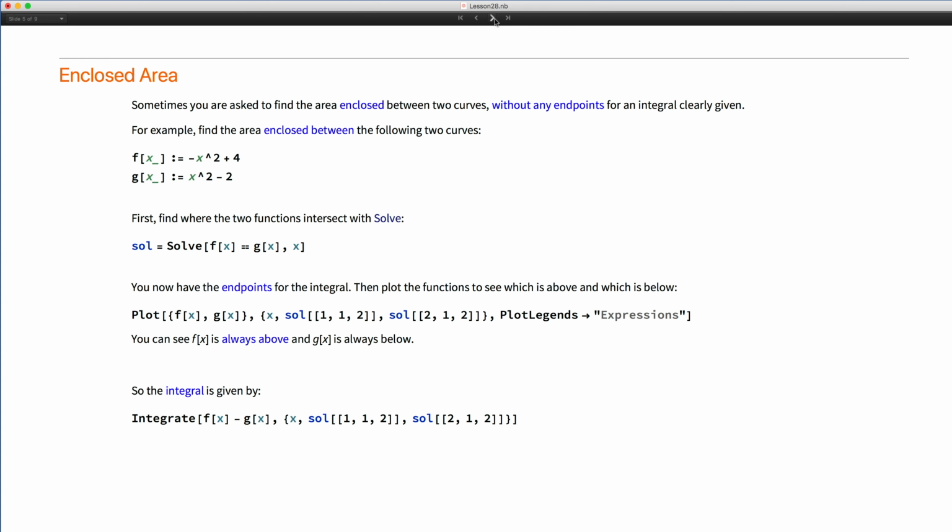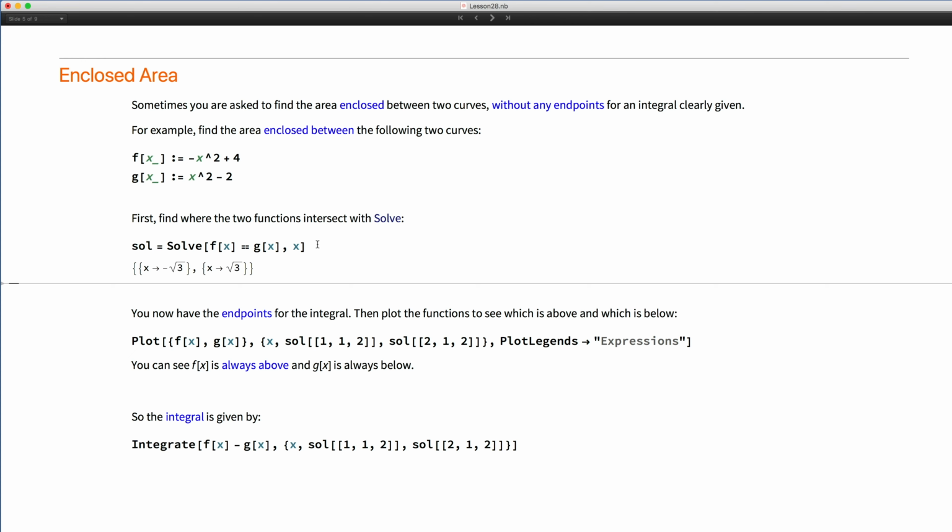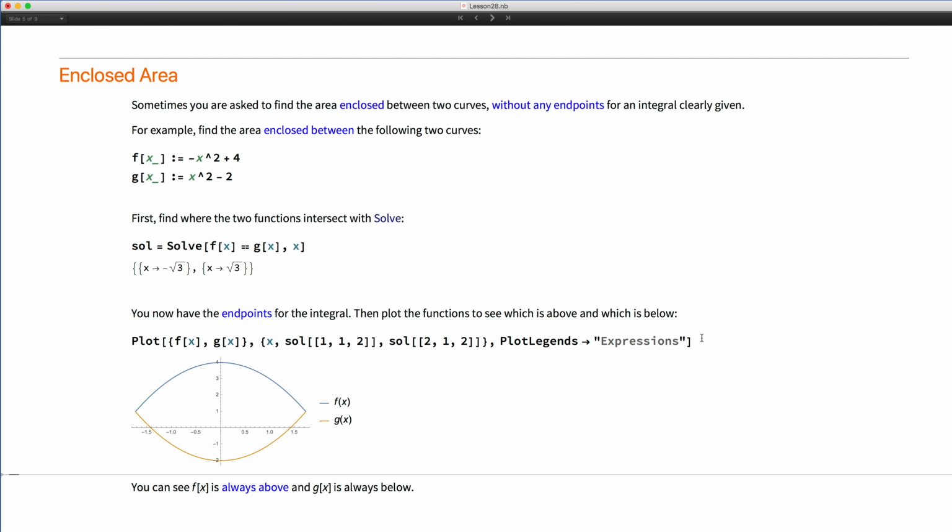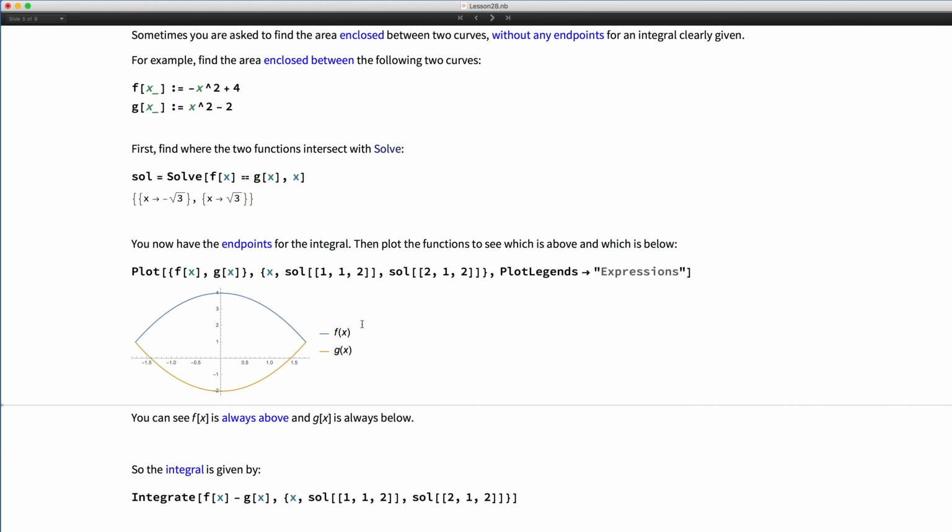First question, what happens if you're not given any endpoints? Let's say you've got two functions, f and g, and you want to find the area enclosed between the curves given by these functions. What you do then is work out the points of intersection using Solve. The curves intersect at negative square root of 3 and positive square root of 3. Here is the plot of the curves between those limits.